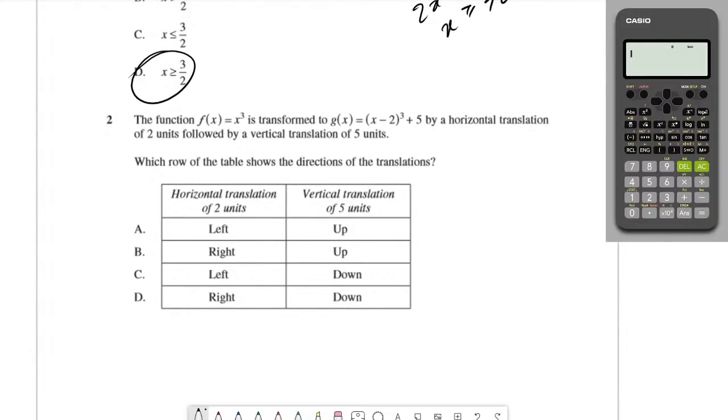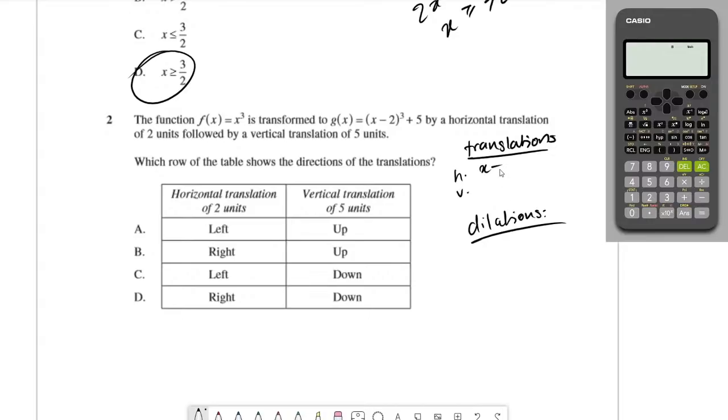Next up, we've got this guy here. The function f of x is equal to x cubed is transformed by this. So quite quickly, translations. You've got 2 different types of transformations: your translations or your dilations. So translations, horizontal or vertical.